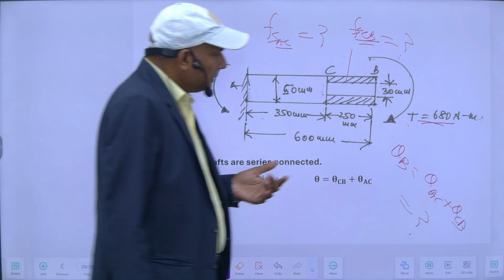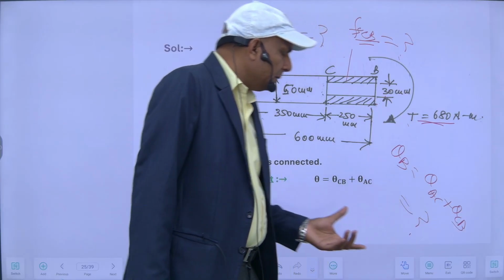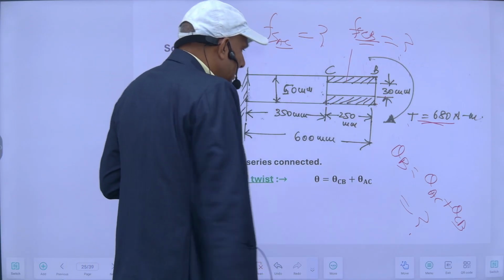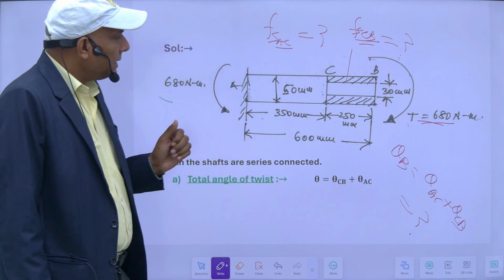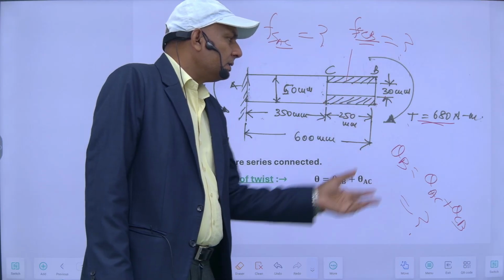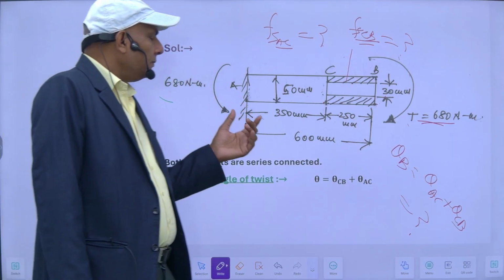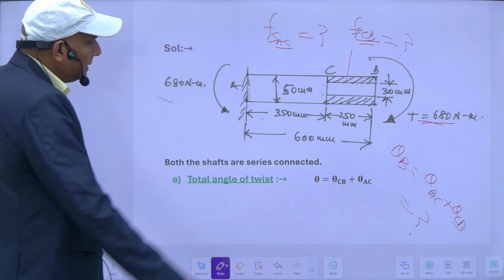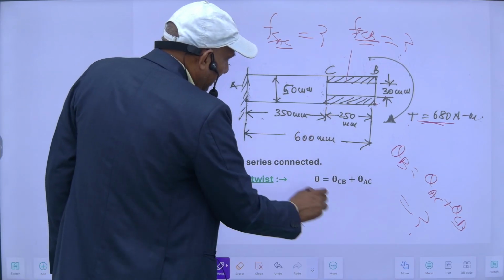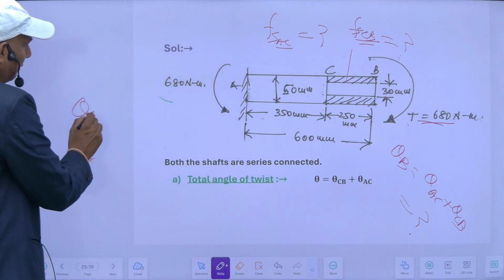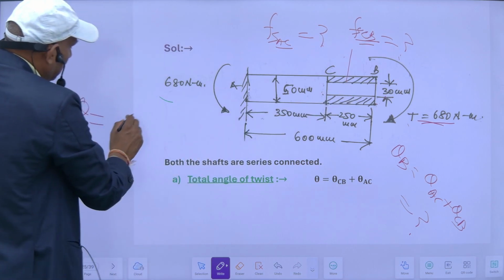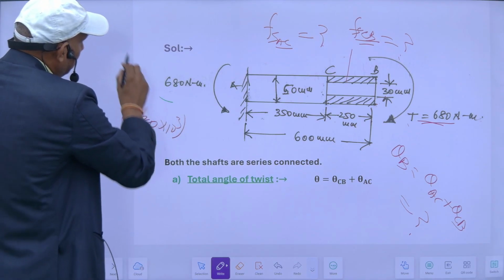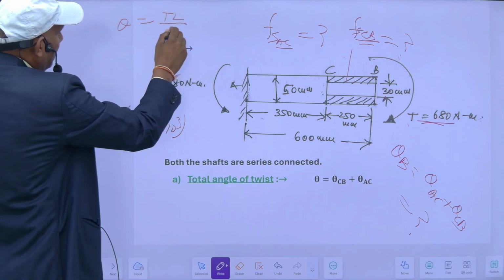First I have to calculate this theta B here. Since torque is constant here, my total angle of twist will be this plus this. So this is a case of shaft in parallel, where torque is constant, the same, and theta will be varying. So theta 1 plus theta 2 is equal to this theta B. And what is this? Theta of this portion, since torque is 680 Newton, in mm, theta is equal to TL upon NJ. This is my formula.